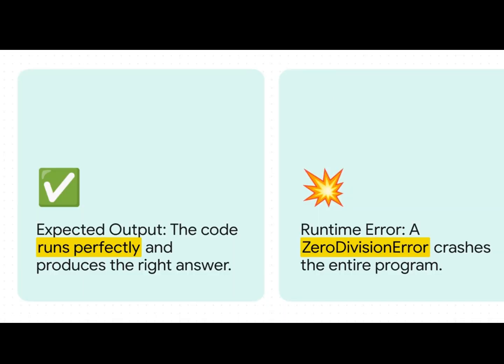And this is what that chaos looks like. On the left, we've got our happy path. The right answer, everything's great. But on the right, that's what happens when things go wrong. You get this huge, scary wall of red text called a traceback. And the most important part? It means your program has just stopped. Dead. Today, we're going to make sure that never happens again.